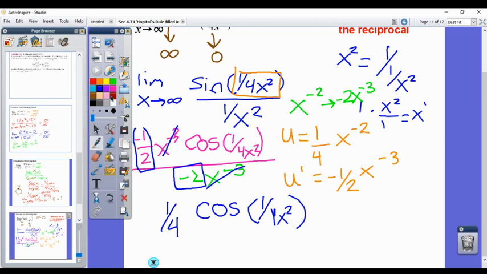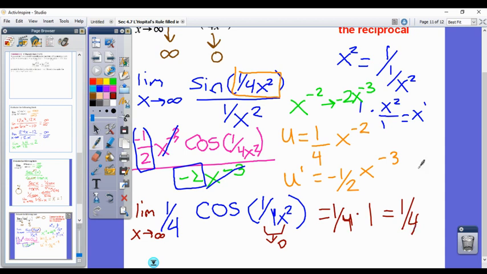Okay, so then essentially, as I'm evaluating this limit, as x goes to infinity, this is going to be getting smaller and smaller and smaller. So essentially it's going to go to 0, right? So if I'm trying to figure out what the cosine of 0 is, the cosine of 0 is 1. So essentially I'm going to be doing 1/4 times 1, which is 1/4. Okay.